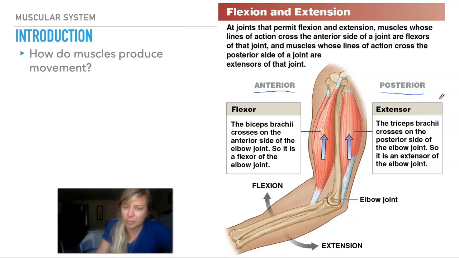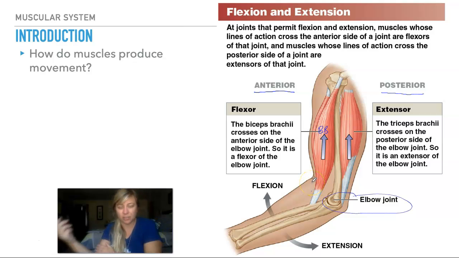So the example that's here, right? We have the biceps brachii again. So here's our biceps brachii, and it crosses on the anterior side of the elbow joint. So here's our elbow joint down here, right? And it's in front of the elbow joint. So it's a flexor of the elbow joint. Back here, we have the triceps brachii, and it crosses posterior to the elbow joint, right? It's on the back side of the elbow joint. So it's going to be an extensor of this particular movement at this joint.